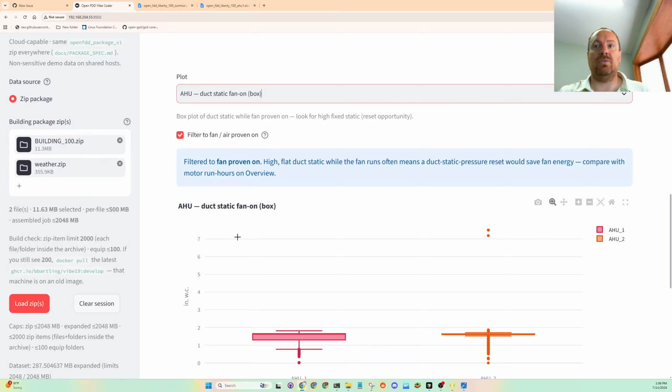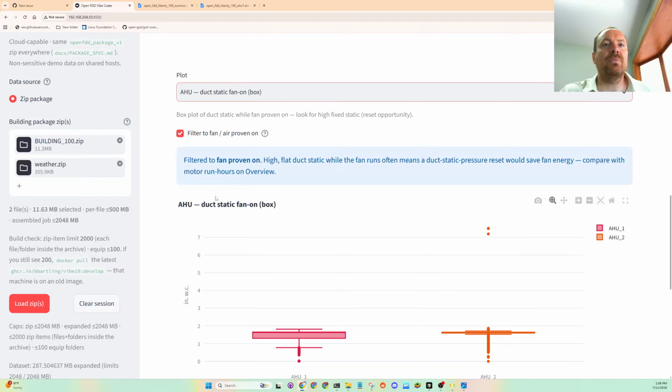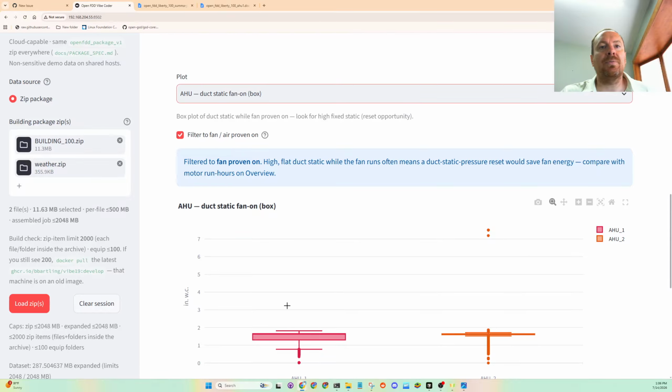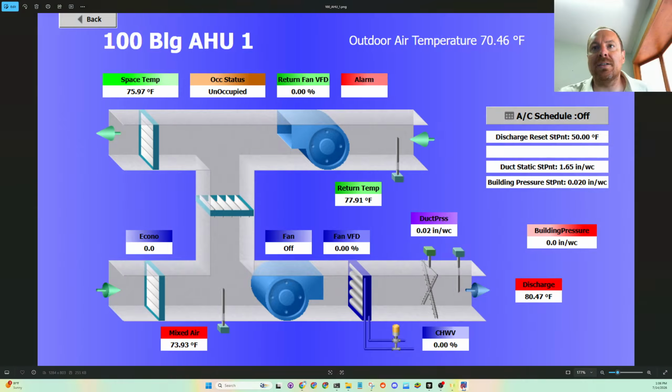I was curious to just look at it in box plot, because we did actually look at it in a time series chart on the fault condition 1 fault detection plot. Like duct static pressure. So that is this sensor right here.